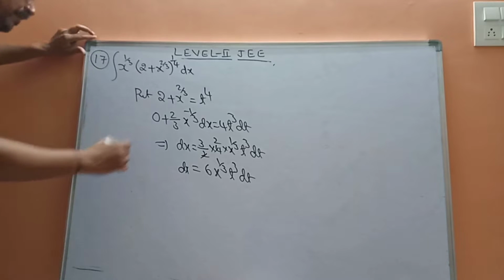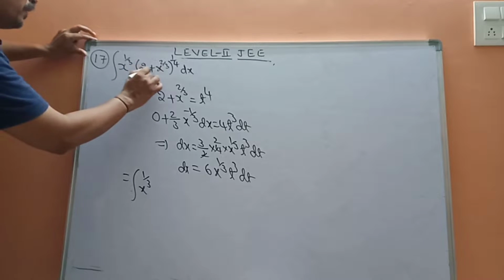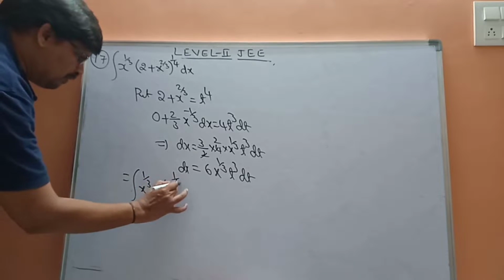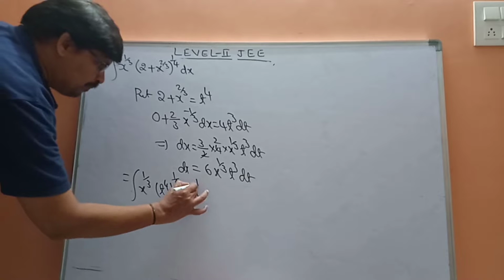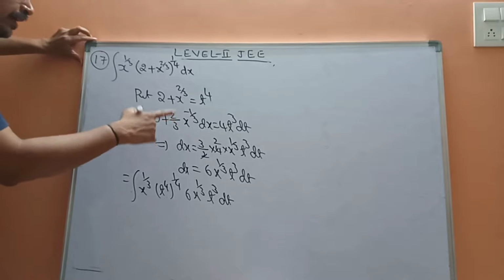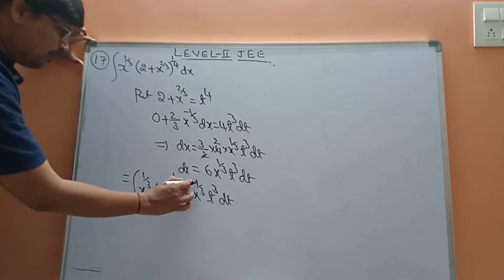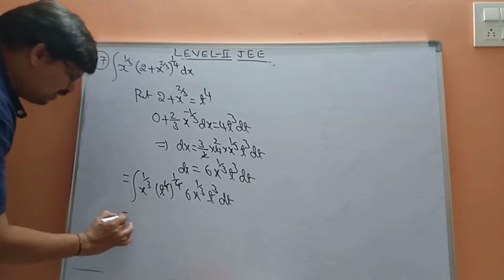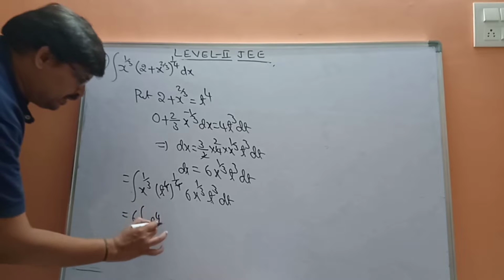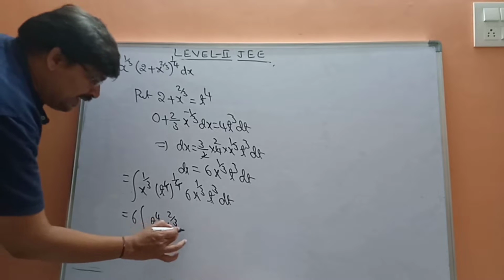Substituting these values, it becomes x to the power of 1 by 3 into, look here, 2 plus x to the power of 2 by 3 means t to the power of 4, that is (t to the power of 4) whole to the power of 1 by 4, times 6 x to the power of 1 by 3 t cube dt. Here the 4 cancels, so this is t into x to the power of 1 by 3 times x to the power of 1 by 3, totally x to the power of 2 by 3, so 6 into t into x to the power of 2 by 3 dt.